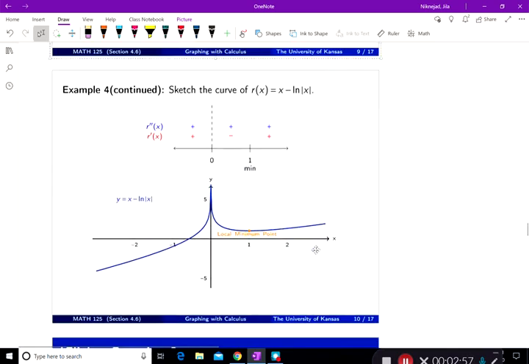So when I graph this, I have concave up, and one piece is increasing, the other piece is decreasing and then increasing. I will have a local minimum at x equal to 1. And this becomes the graph of the function.